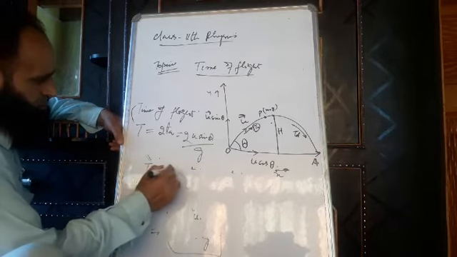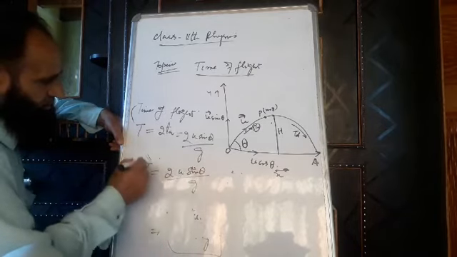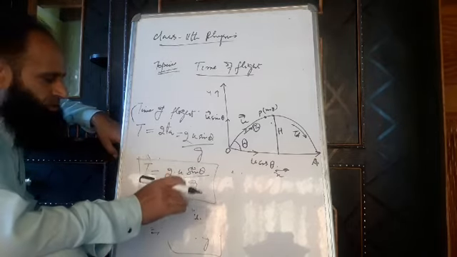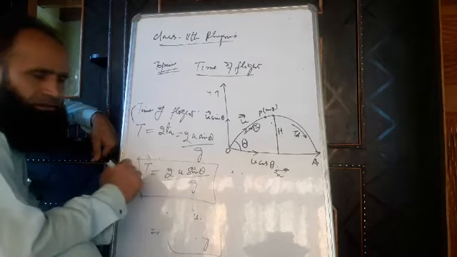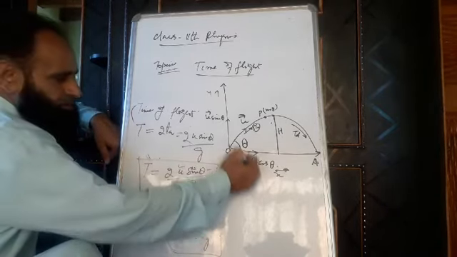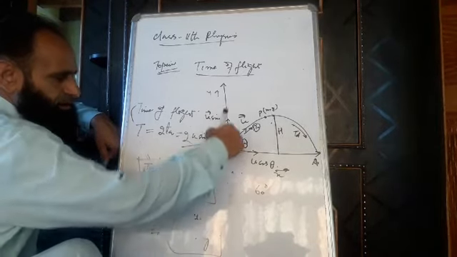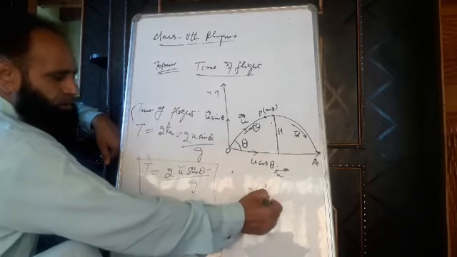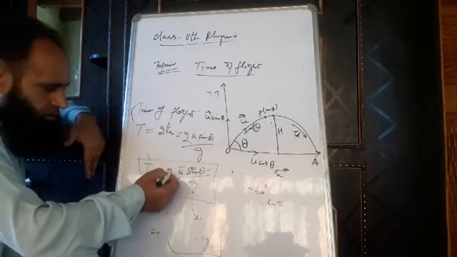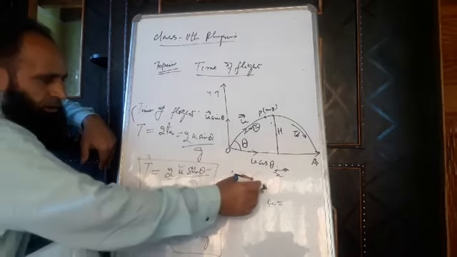T is equal to twice u sine theta divided by g. Sometimes we have a problem to find the time of flight of a projectile, in which the initial velocity and angle are given. It is thrown at an angle of 60 degrees, and u would be given. We can find the time of flight by using the velocity value u and this theta, 60.